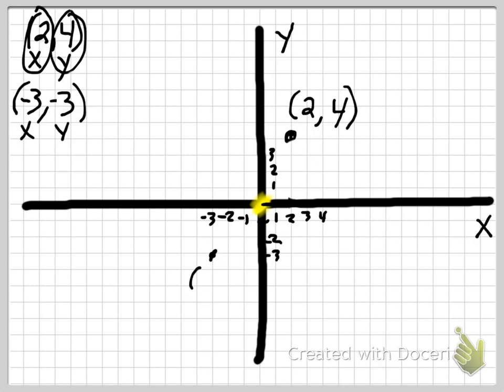Okay, so this one's at -3, -3. There we go. So let's say I had the point 2, -2. I'm going to start at the origin again, at yellow. I need to go 2 spaces to the right and 2 spaces down, which is going to put me right there. So that one's at 2, -2.